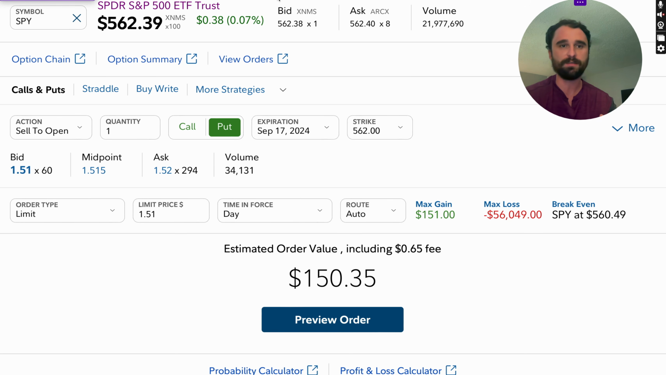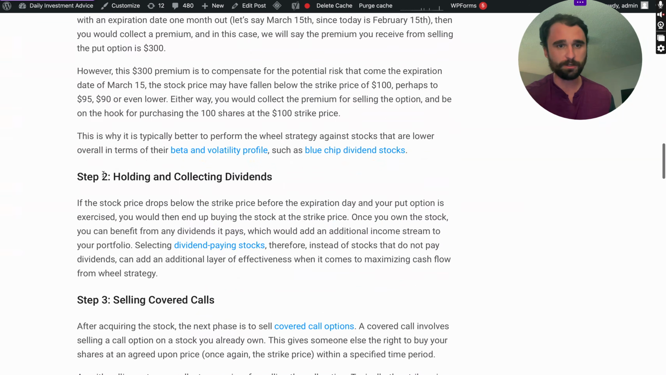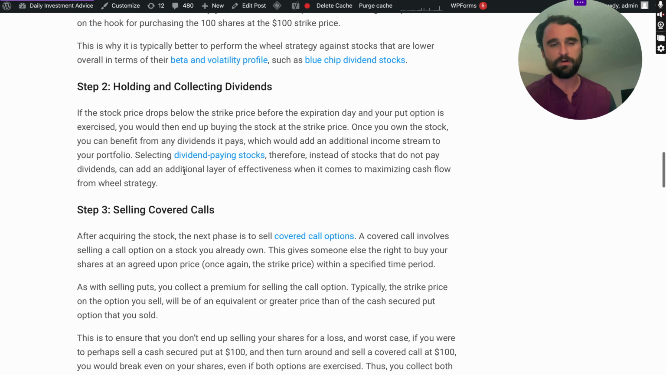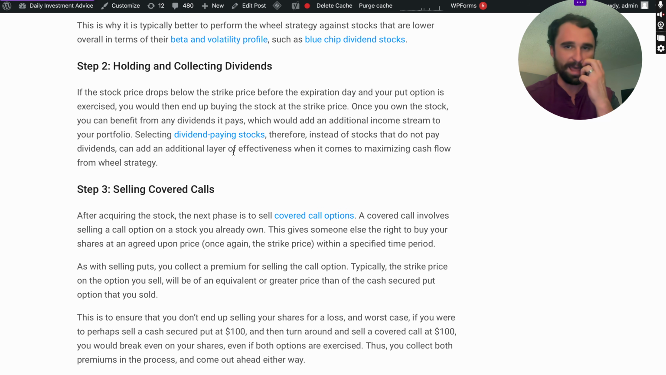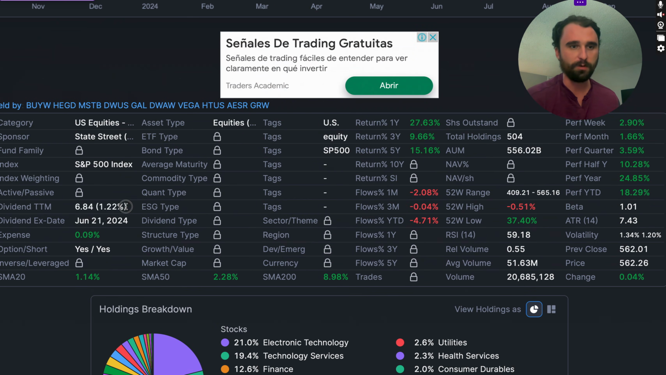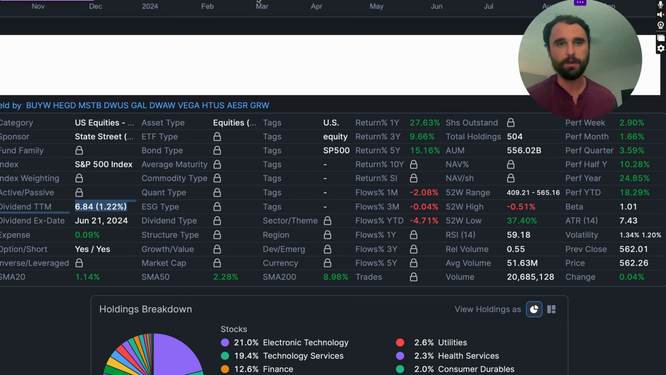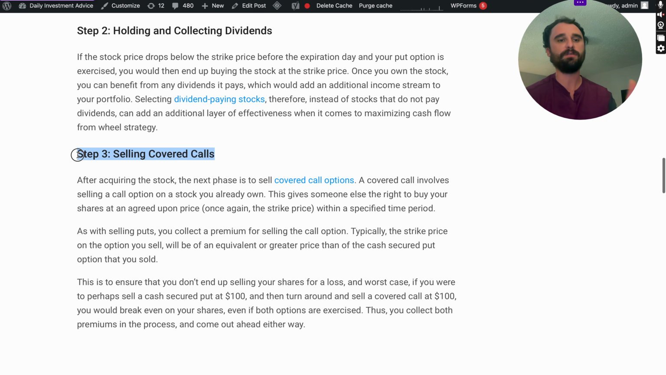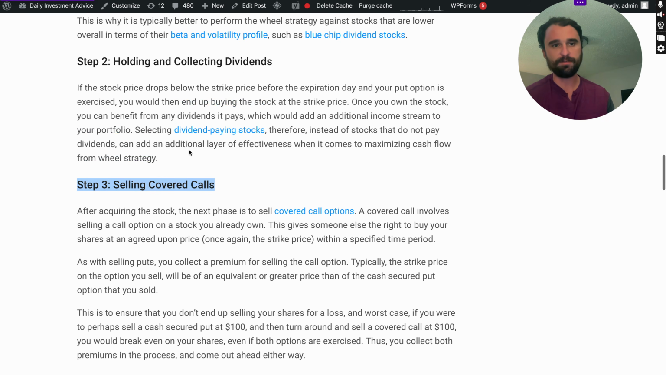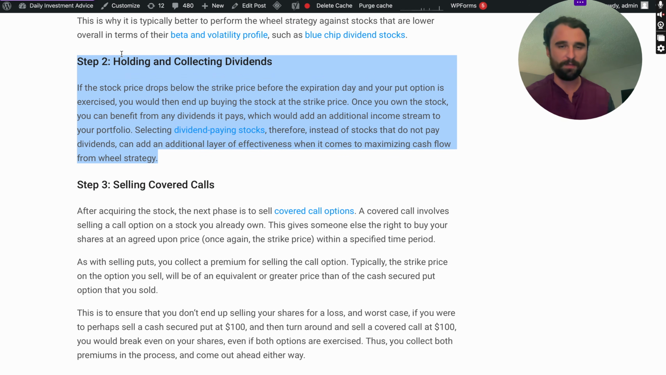Well, what happens in that situation? Now that SPY is trading at 560, 561, what we can do is turn around, and in some cases you can hold and collect dividends. In the SPY's case, there's not really going to be dividends to collect. There might be a very small amount. I haven't even checked the SPY dividends and how much they pay. Let's see, FinViz. So it pays a 1.22% dividend yield. The point is, the next step is to sell covered calls, so we can skip over the dividends here. I'm not really worried about that in this video.